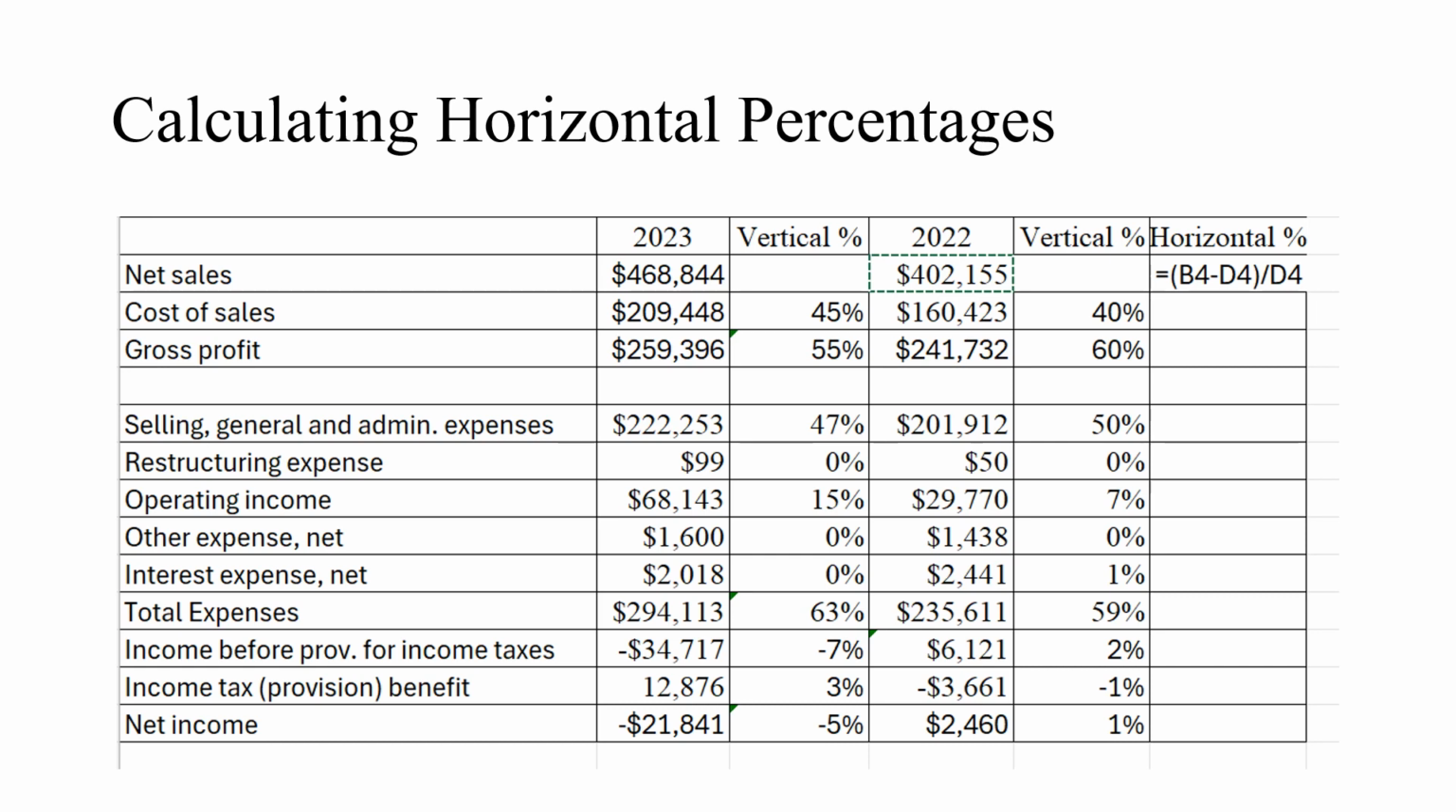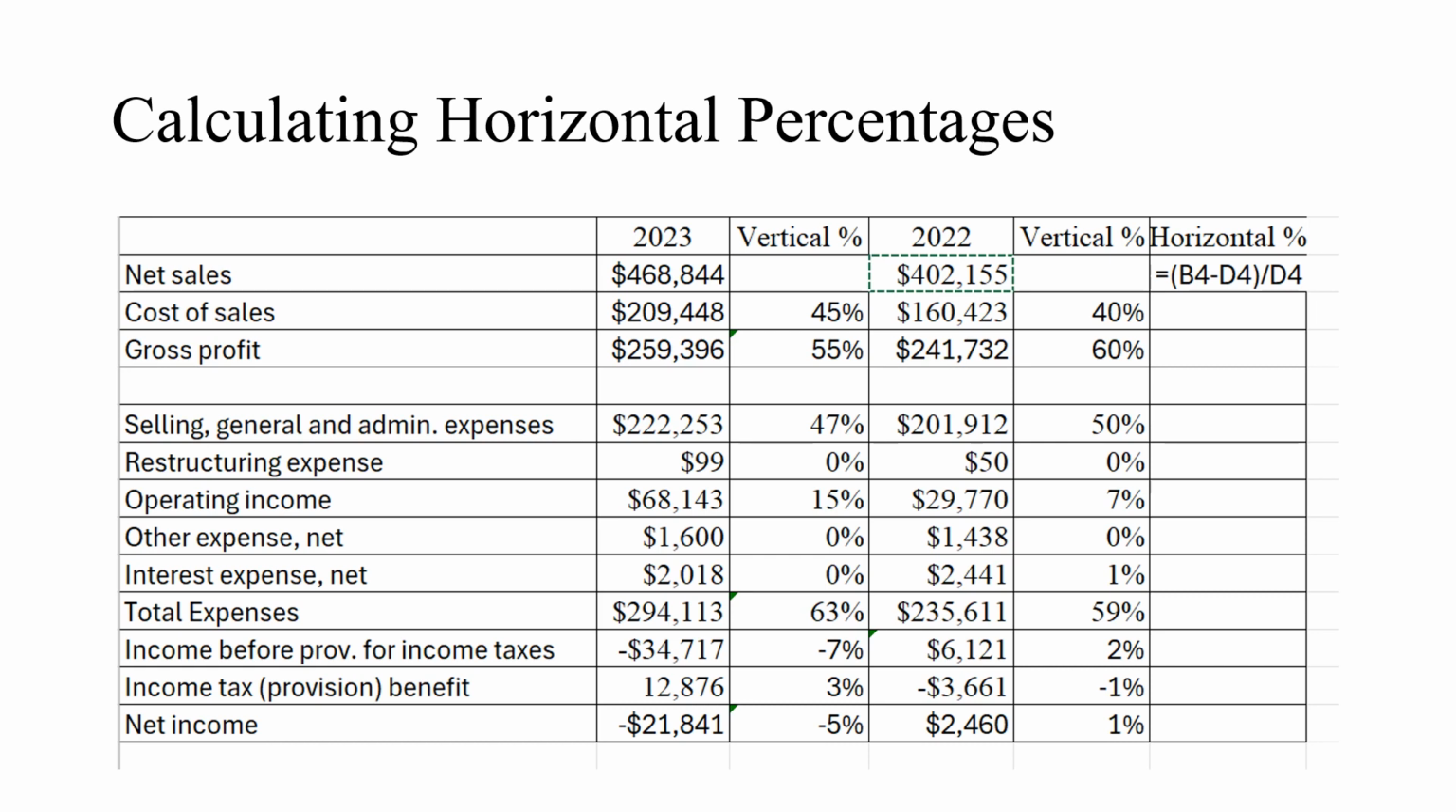So what we do is we look at the 2023 number, which is 468,844. In our particular Excel file, this is B4. And we subtract the 2022 number, which is D4. And then we divide it by the oldest number, which is the 2022 net sales number, D4.